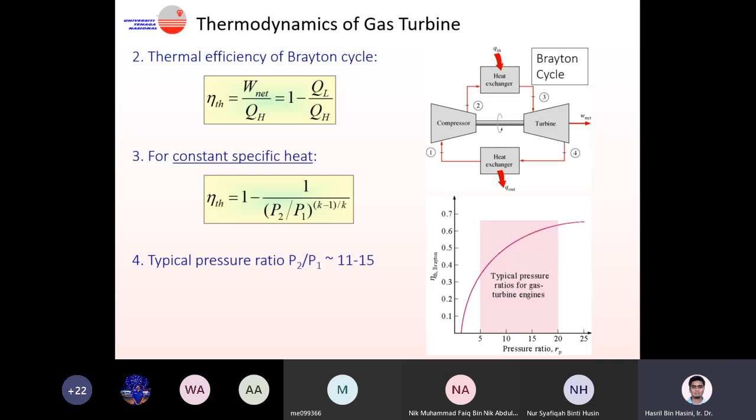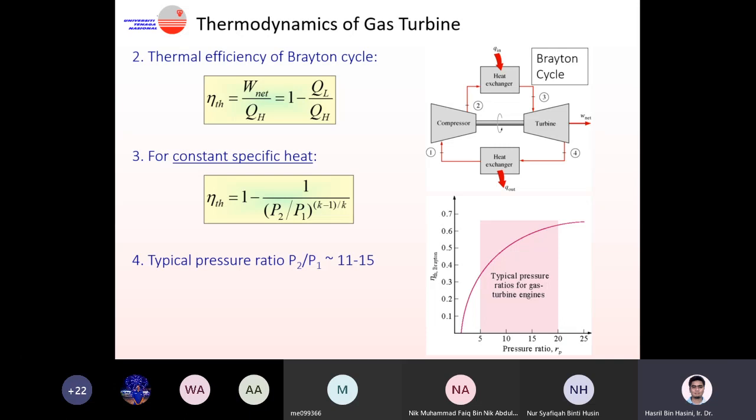We can also estimate the efficiency of our gas turbine by using the approximation here: 1 minus 1 divided by (P2 divided by P1) to the power of (K minus 1) divided by K. K here is the specific heat ratio. It depends on the gas. Usually for air, I think it's about 1.2. You can refer to the values of K from any handbook.